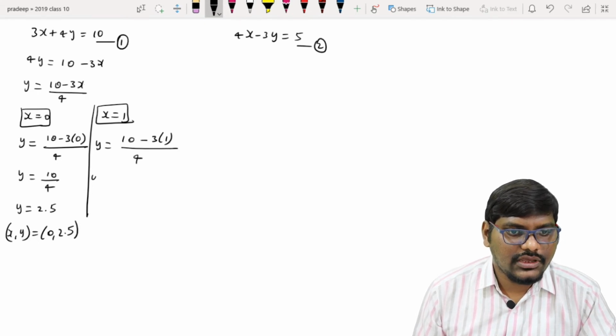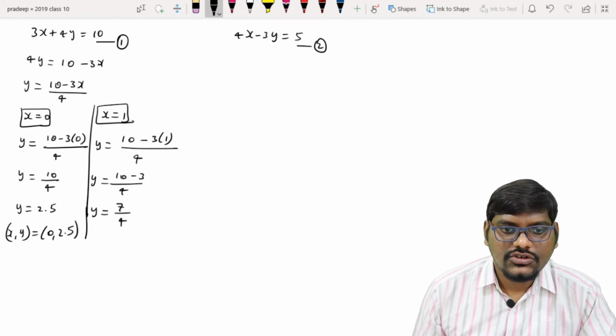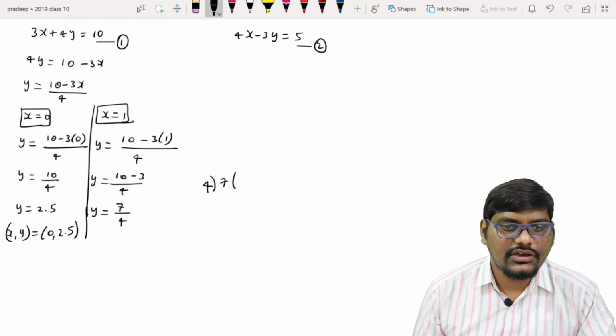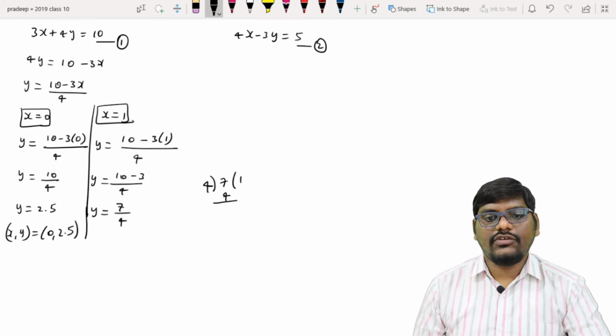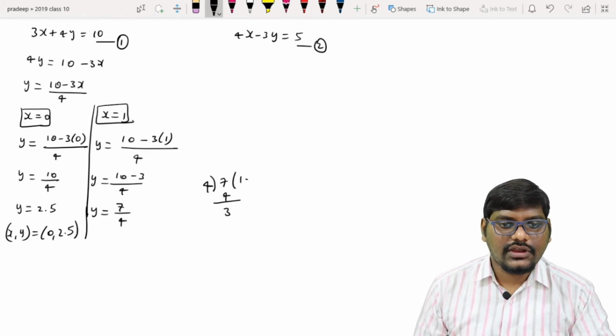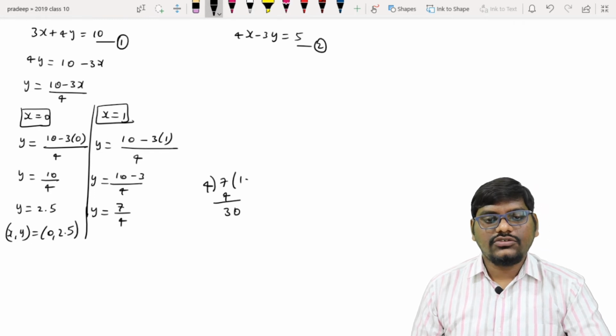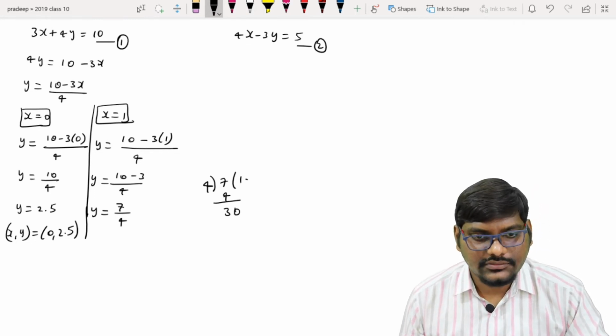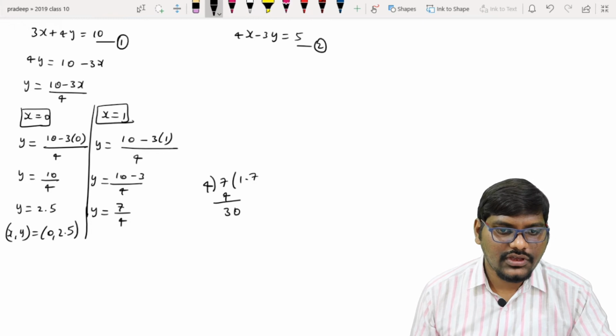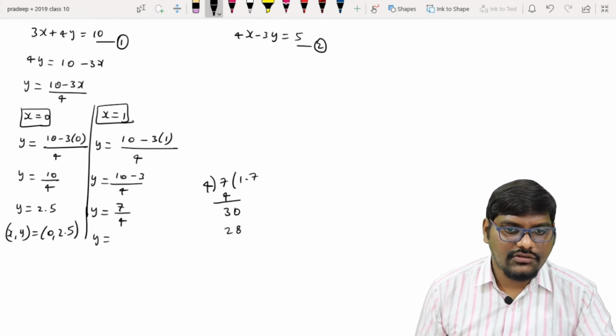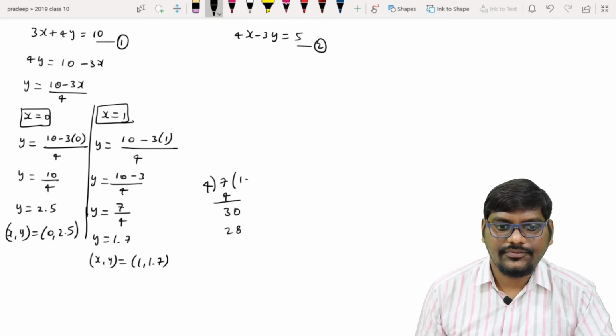So this is becoming y equal to (10 minus 3) by 4, which again becomes y equal to (10 minus 3) is nothing but 7 by 4. So then if I divide this, what do I get? 4 ones are 4, 7 minus 4 is 3. I can take point here, 0 here. So now how much can I take? 4 sevens are 28. So I can take y equal to 1.7. So x comma y, I'm getting it as 1 comma 1.7.